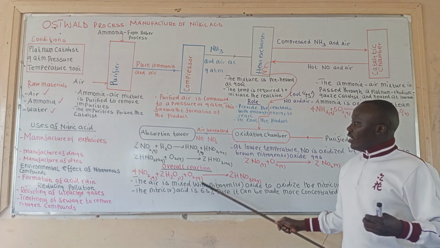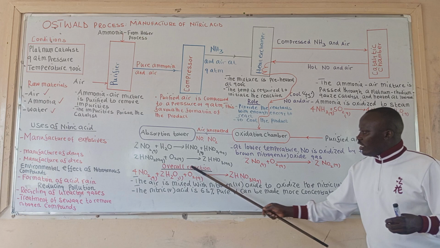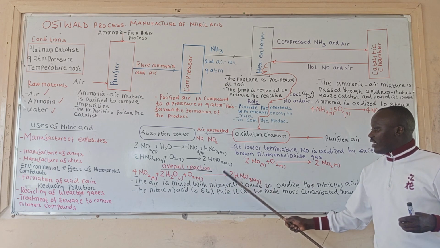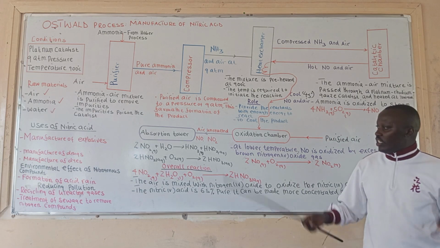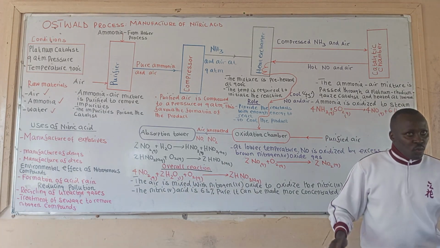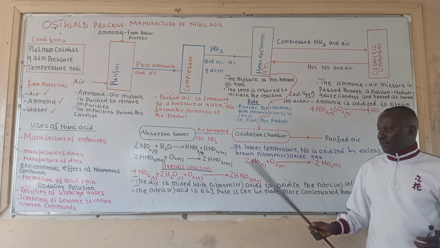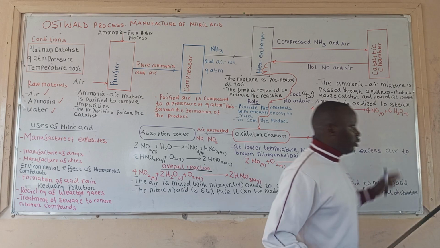Then the nitric 3 acid is now oxidized by this oxygen. Then we have the nitric 5 acid. So the overall equation of the reaction here, we have the nitrogen oxide gas combining with water, combining with oxygen. Then we have the nitric 5 acid produced here.